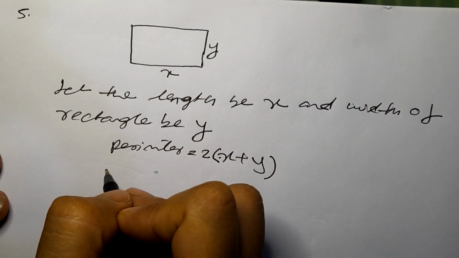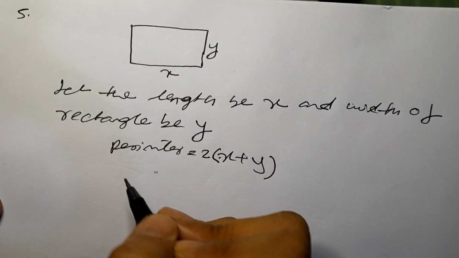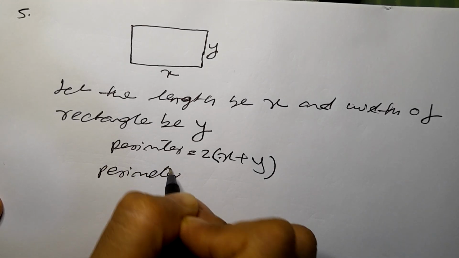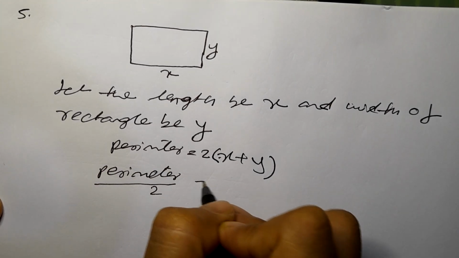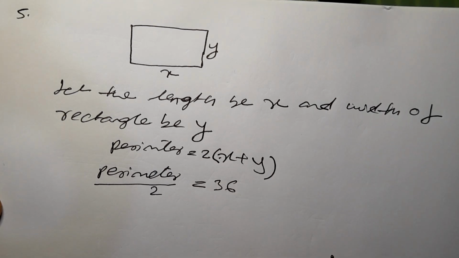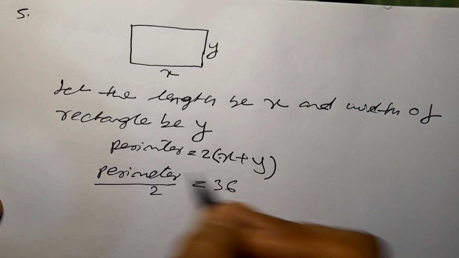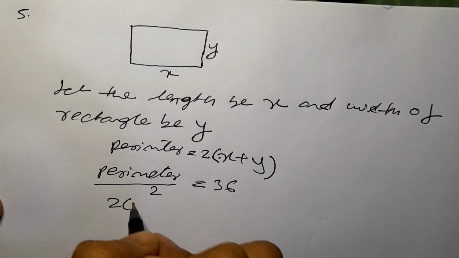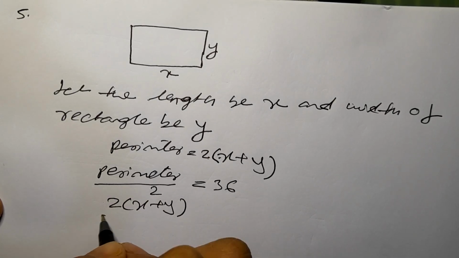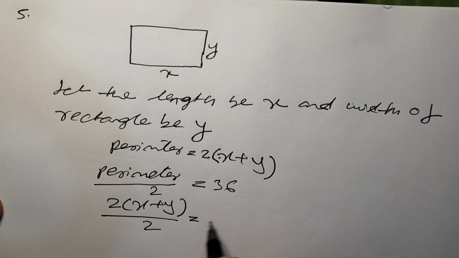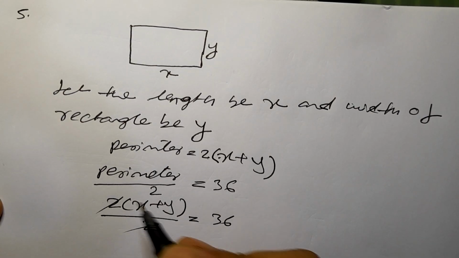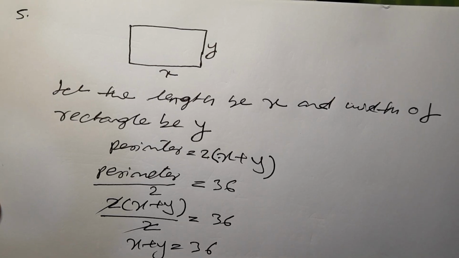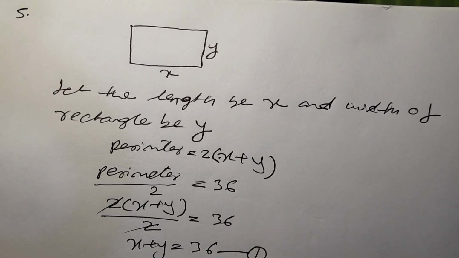In the statement what is given is half of the perimeter equal to 36. Half means divided by 2, equal to 36. So the perimeter is 2 bracket x plus y, divided by 2, equal to 36. The 2 and 2 cancel, so x plus y is equal to 36. This is equation number 1.